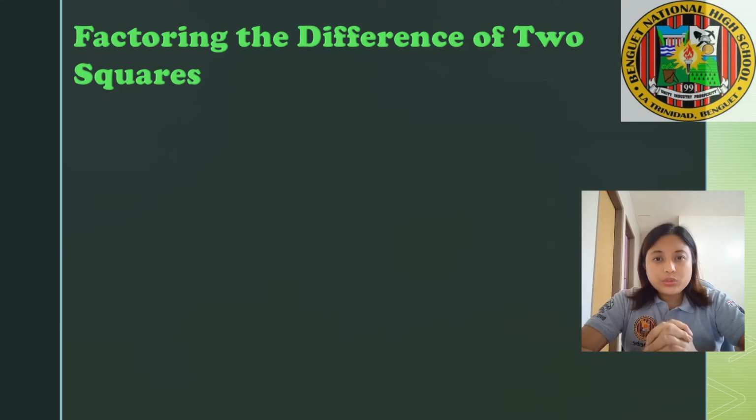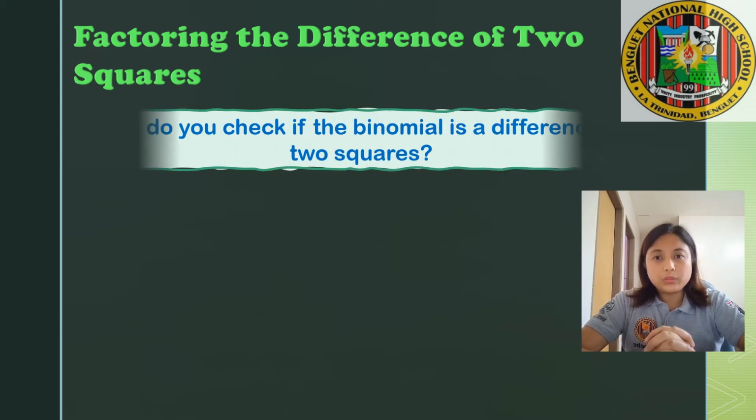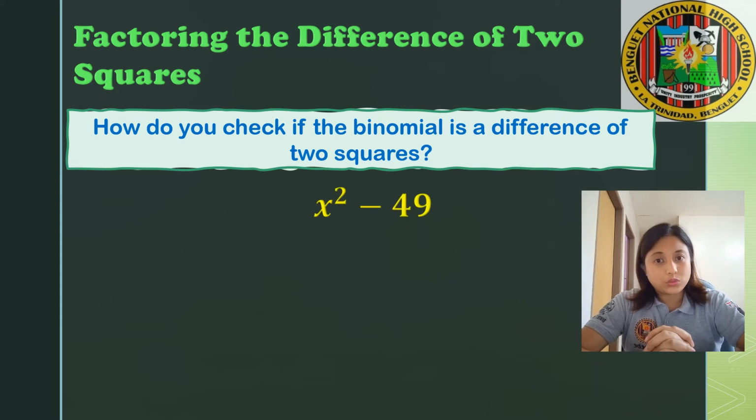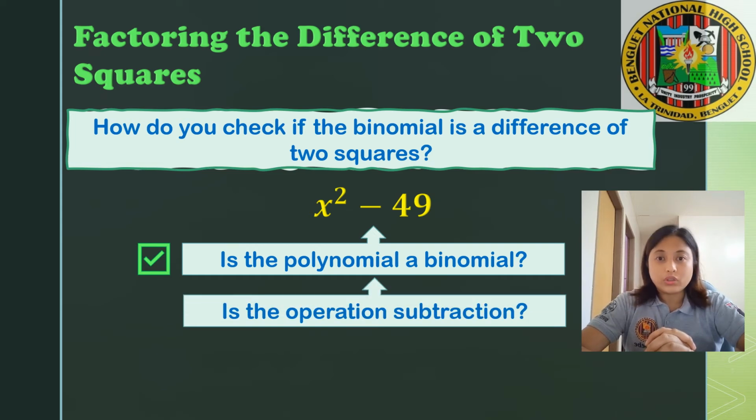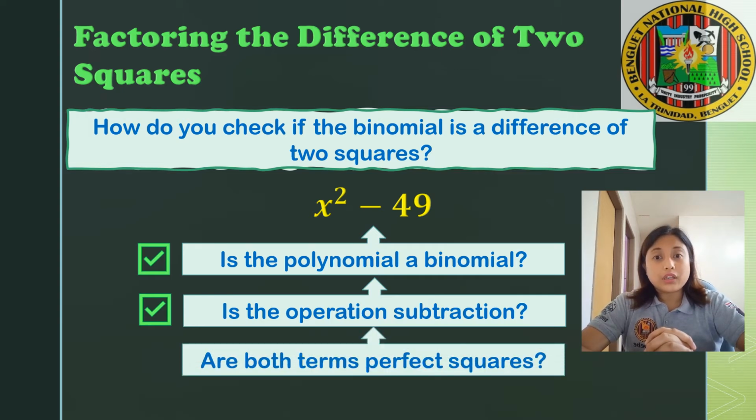Before, however, you can use the pattern on the binomial that you are given, you must first check if the binomial that you are factoring is a difference of two squares. So before you solve for the factors of this expression, take a look at it first. Is it a binomial? As you can see, it is. Is the operation in the binomial subtraction? Or is the sign that separates the two terms the minus sign? Yes, it is. And then finally, are both of the terms in the binomials perfect squares? That's what we have to find out.